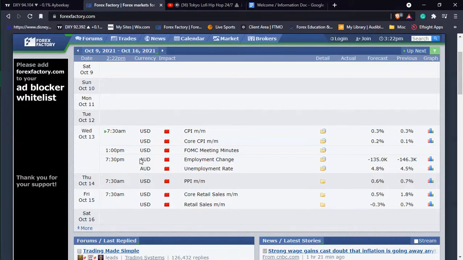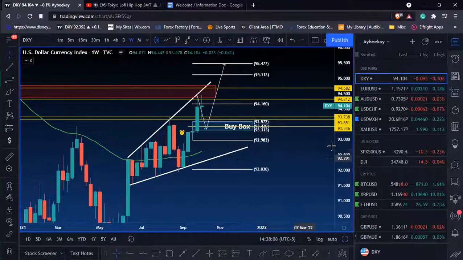Thursday, that's basically how I call it, this AUD employment change and unemployment rate. Thursday, 7:30 a.m. Central Standard Time, you have USD news with PPI. And Friday, we have 7:30 a.m. Central Standard Time as well, with core retail sales news. So definitely want to watch out for the US dollar, as there's going to be a good amount of news going on, right? So without further ado, let's go on over to the charts.